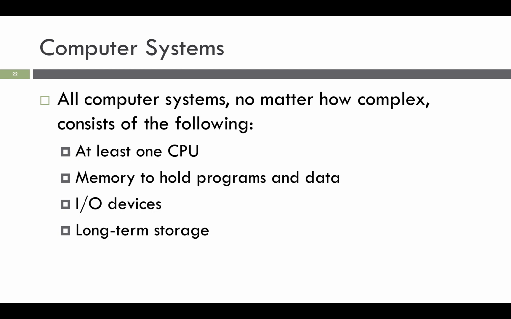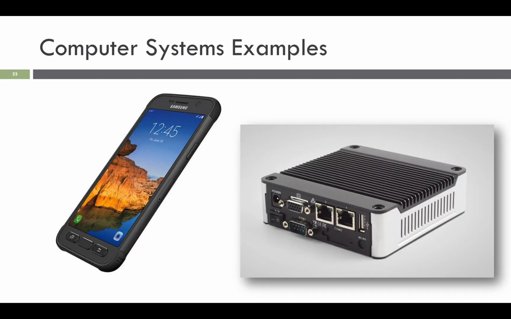To provide a summary of a computer system, it must have at least one CPU, memory to hold programs and their data, input-output devices, and long-term storage. Computers come in all shapes, sizes, and functions. Smartphones and embedded computers are examples of systems. Smartphones also become part of the larger mobile communication system. An embedded computer has a dedicated function in the context of a larger system. It receives data, processes it, and then sends it as an output.